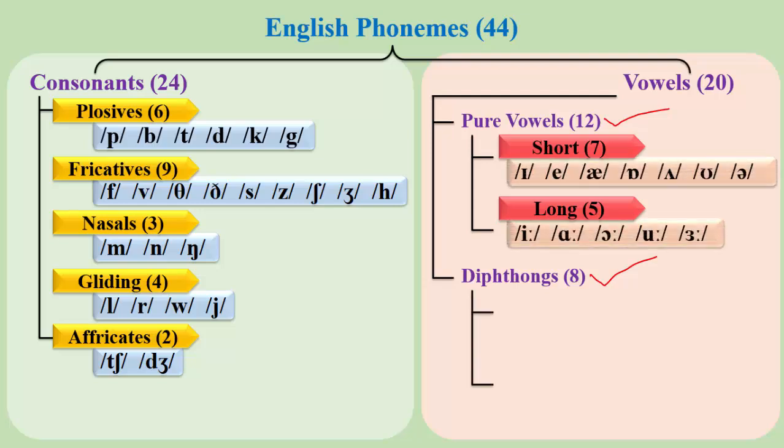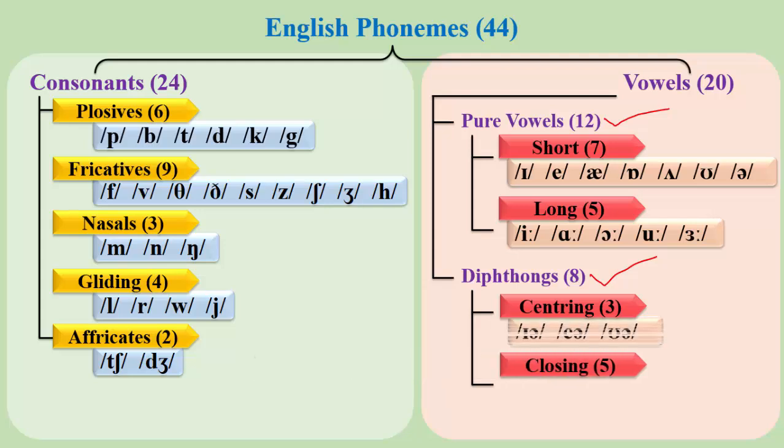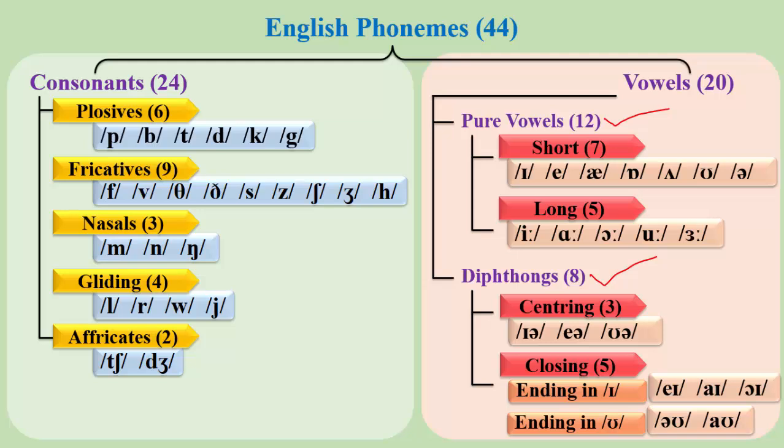Diphthongs are also divided into two subcategories, and those are centering and closing. Centering diphthongs make a total of 3 phonemes and closing make a total of 5 phonemes. Now the reason for calling them centering and closing will be revealed when we explain them in detail in the next lesson, so at this point let's just take it as simple as that.